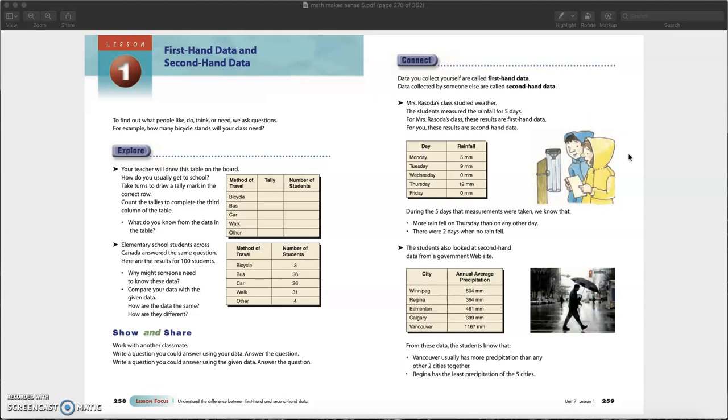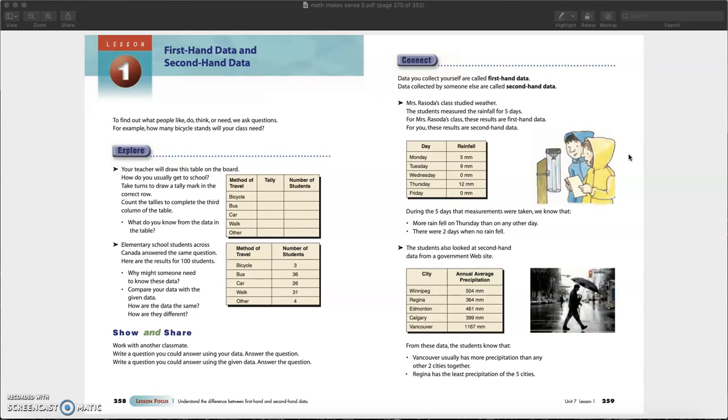If it's us using it. During the 5 days that measurements were taken, we know that. So the biggest thing that you're going to have to do in this unit is take some information, a set of data or a set of information, and tell me some stuff about it.